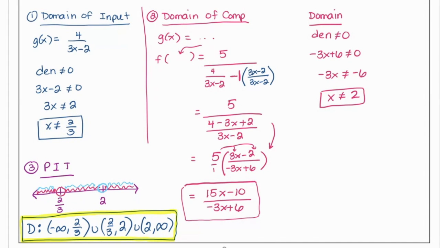Okay, so there is our domain. So if I'm looking at this graph, I'm going to see three different parts if I'm looking at it graphically. Very important is step 1, and step 3 just helps you visualize the composition's domain.